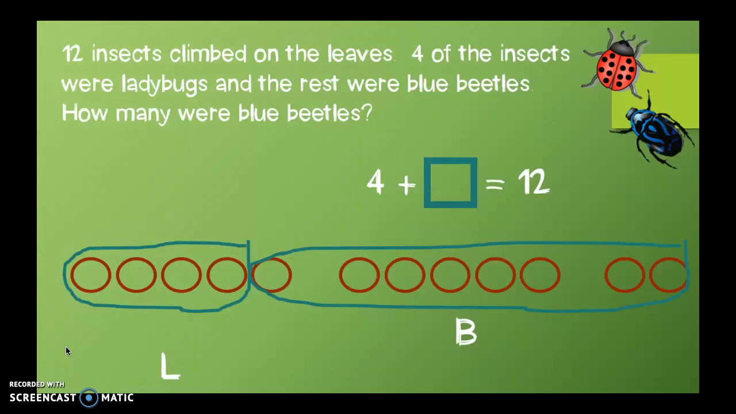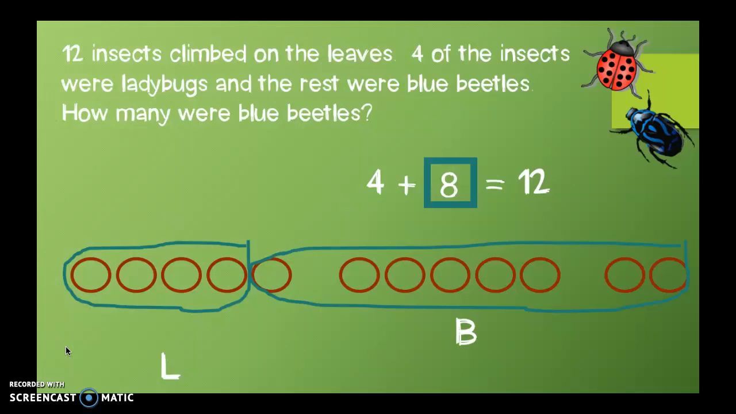Now all I have to do is, you're right, count them up. I'm going to go ahead and count how many blue beetles were in that second part. 1, 2, 3, 4, 5, 6, 7, 8. So when I fill in that box, I know that there were 8 blue beetles. Good job. All right, friend, now you're going to do it with me.